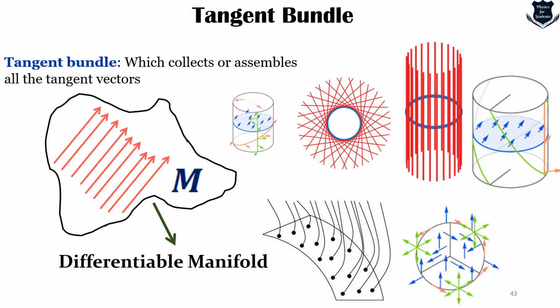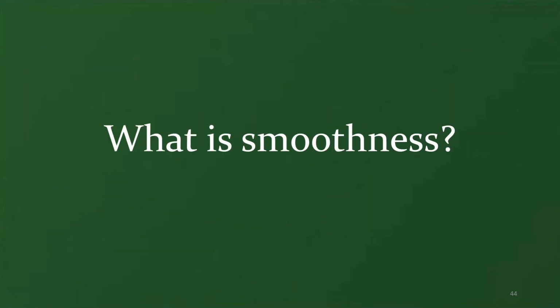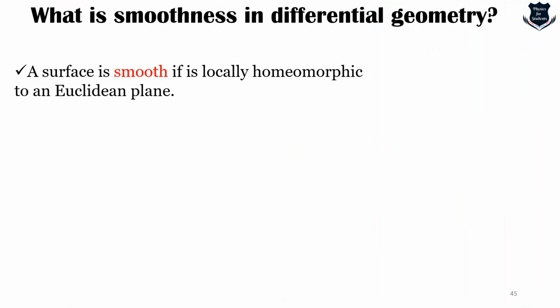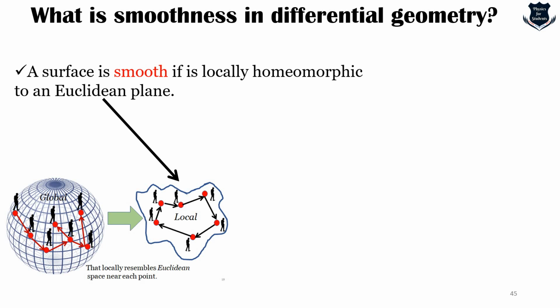Now, when we talk of tangent vectors, tangent bundle, and differentiable manifold, we have ignored till now one important concept, which we are covering in the next part of the video, called smoothness. In most definitions in differential geometry, you will come across this concept. In mathematical analysis, the smoothness of a function is a property measured by the number of continuous derivatives it has over some domain. A surface is smooth if it is locally homeomorphic to a Euclidean plane.